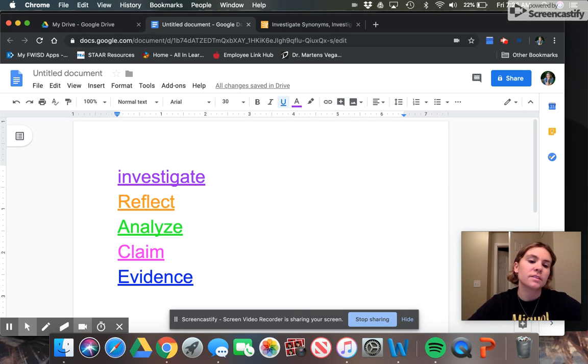So iRace stands for investigate, reflect, analyze, claim, and evidence. And as you can see, all of these are academic vocabulary words. That is why we chose these words and why we specifically stick with these words, because it would be easier to give them other words, but academic vocabulary is a huge low point, and we want to make sure we're building that up and making them more comfortable with it. So let's start with investigate.